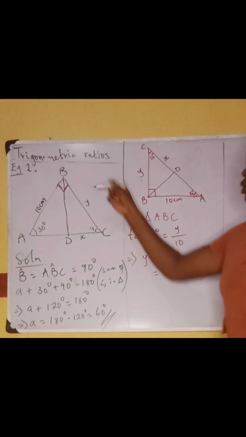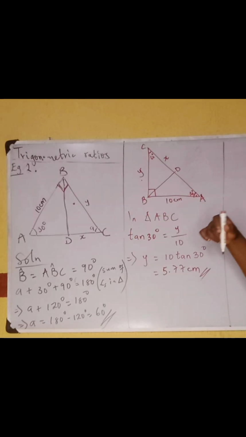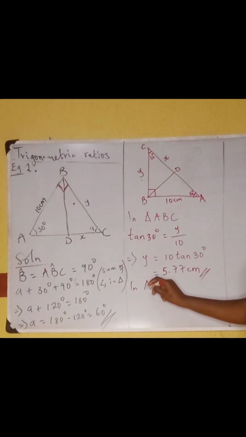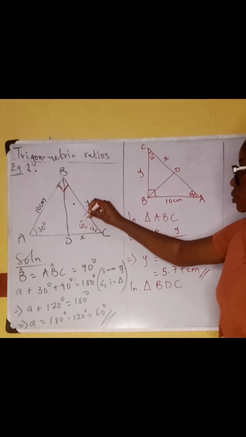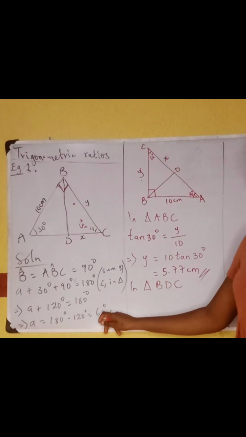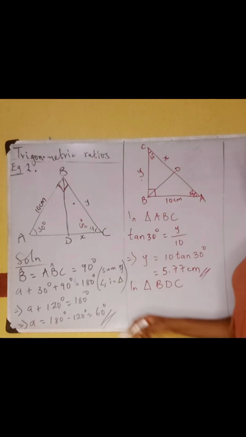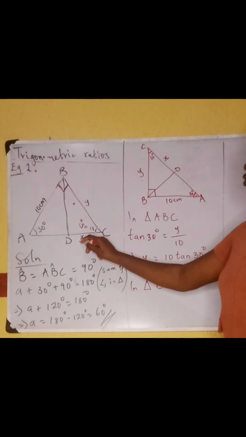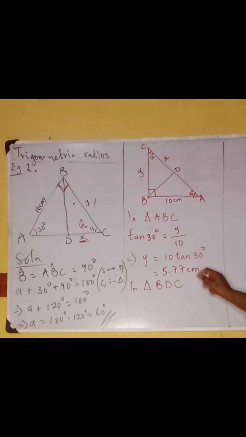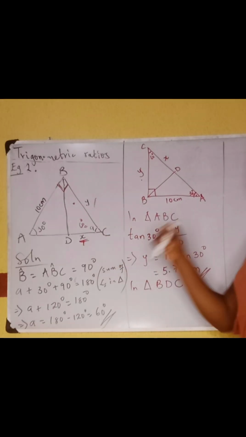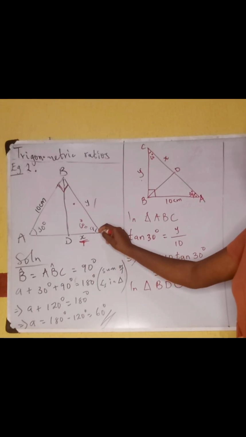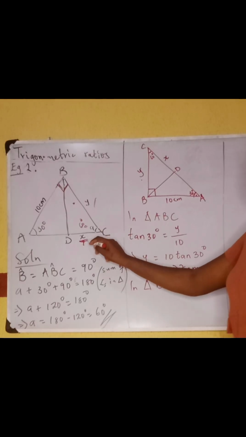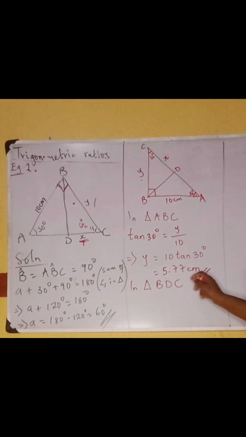Now the only thing remaining is to get S. So we are going to focus on that triangle. You see that triangle I pointed? That's triangle BDC. We'll focus on it. Since we now know A, which is 60 degrees, and we know Y as 5.77, and we're looking for S, we'll look for which trig ratio works for the base and the hypotenuse, and we'll discover it is cos. So we are going to use cos 60, since A is 60, to solve that.